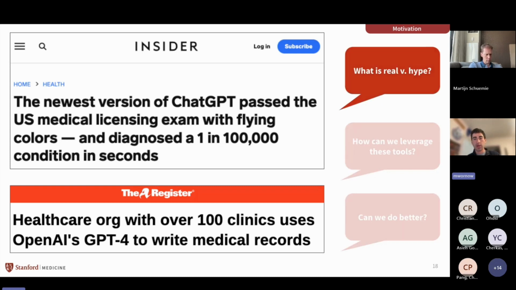And so this talk will primarily focus on this first question, which was the focus of the Shaky Foundations paper: what is real and what is hype? What is lost in the translation of these general purpose technologies to healthcare? And how can we better suit them? How can we better evaluate them in healthcare settings, where passing the USMLE, which is basically a multiple choice question answering task, is not necessarily the most indicative task when you want to actually diagnose people in clinical practice?